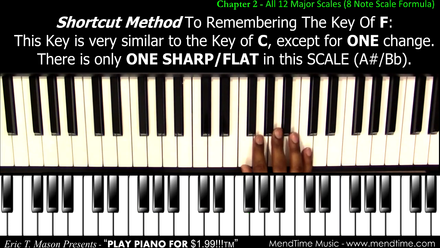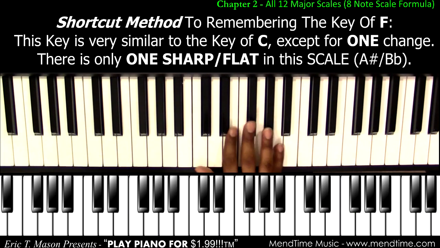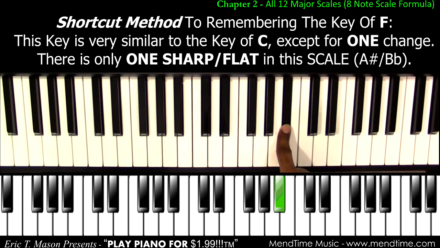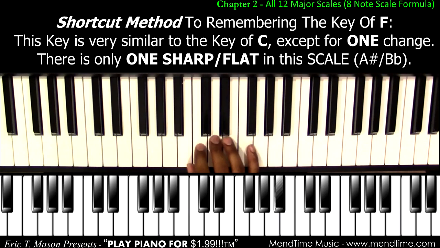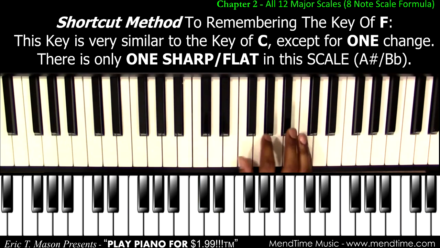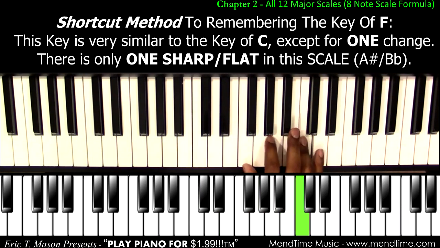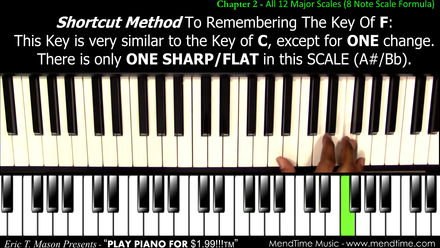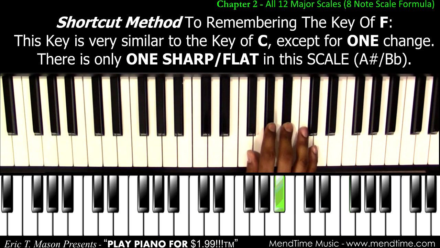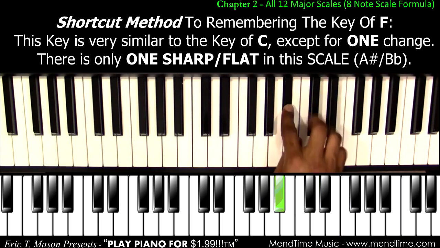Now, the key or scale of F is very similar to the scale of C, but it only has one sharp or flat. So that is a key of how to remember the scale of F. Say, hey, it's very similar to C, which is all the white notes, except, of course, we start at F. And we only have one sharp slash flat, and that's A sharp, B flat right there.